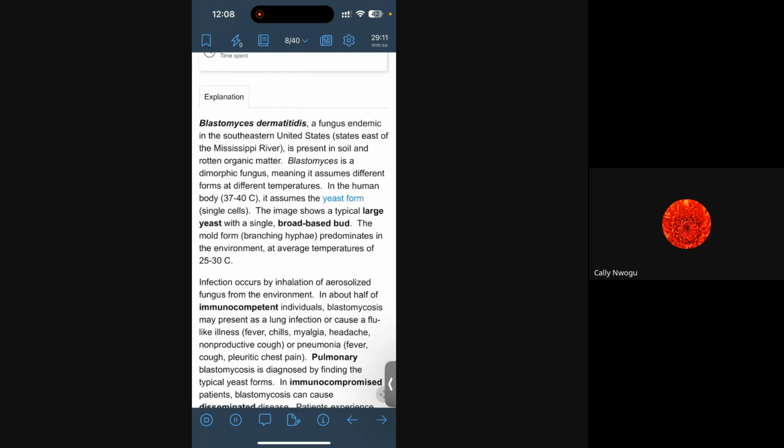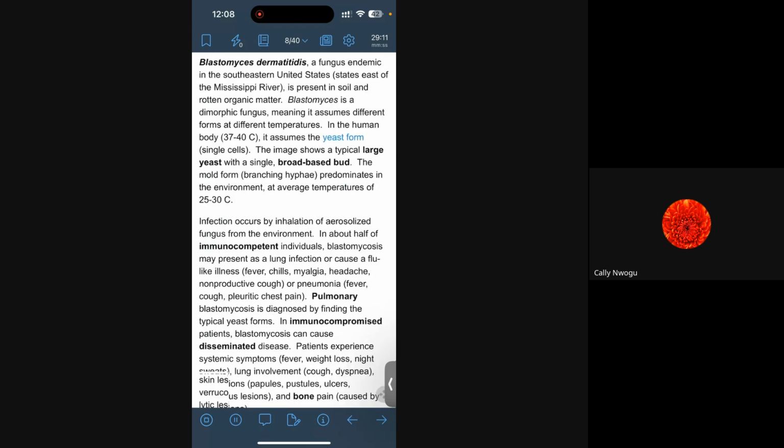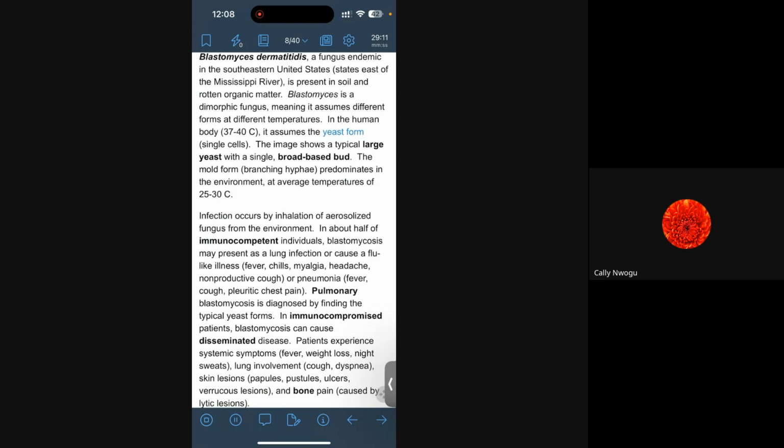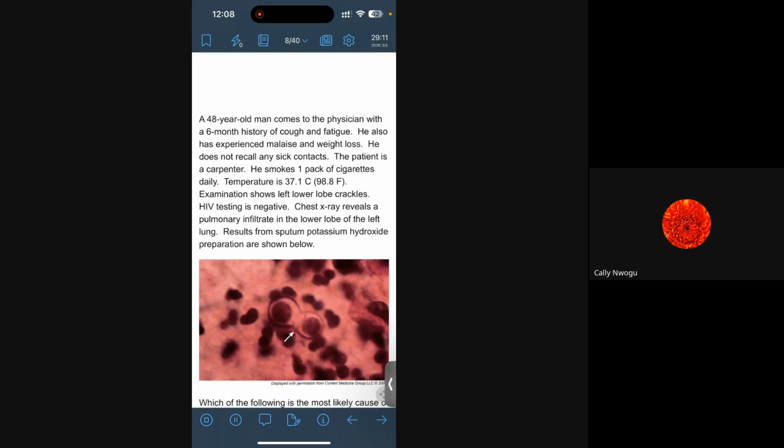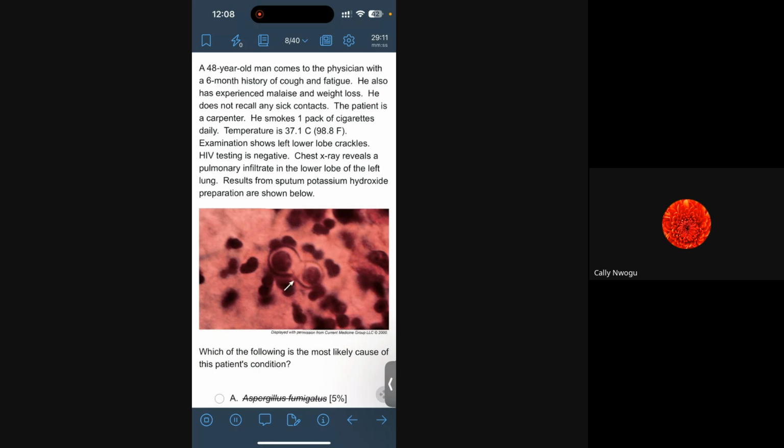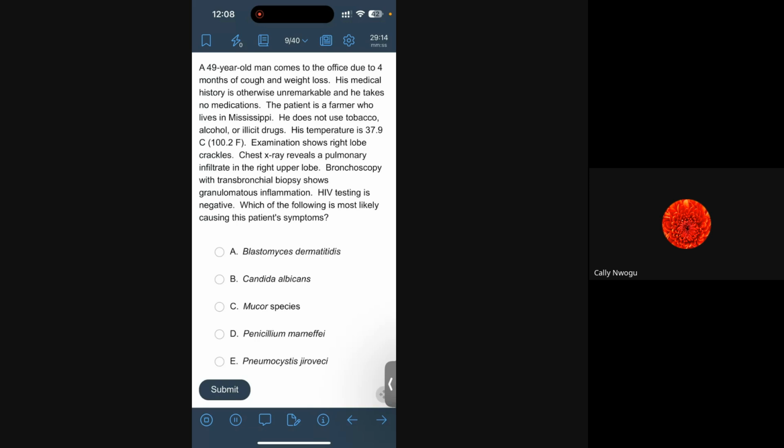Large yeast with a single broad-based bud. Is there any location also given here? No location. Which of the following is the most likely cause of this patient's symptoms? In Mississippi.